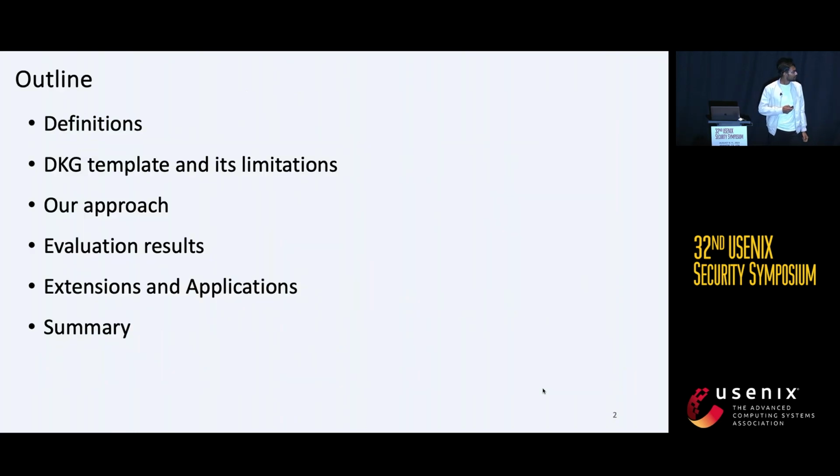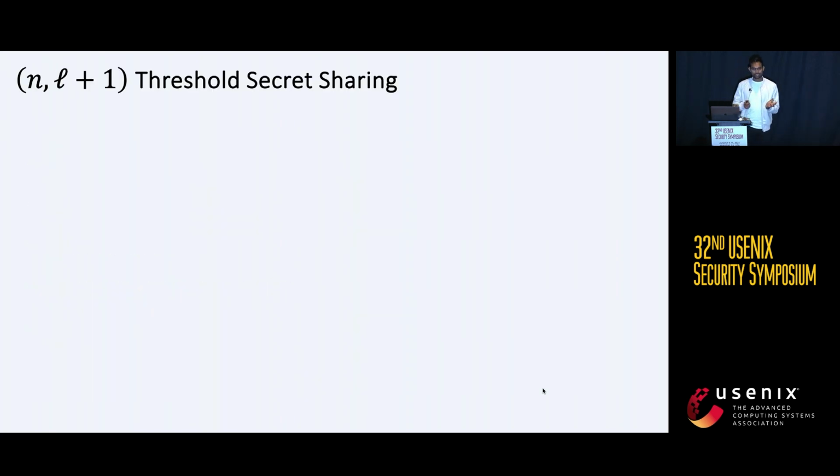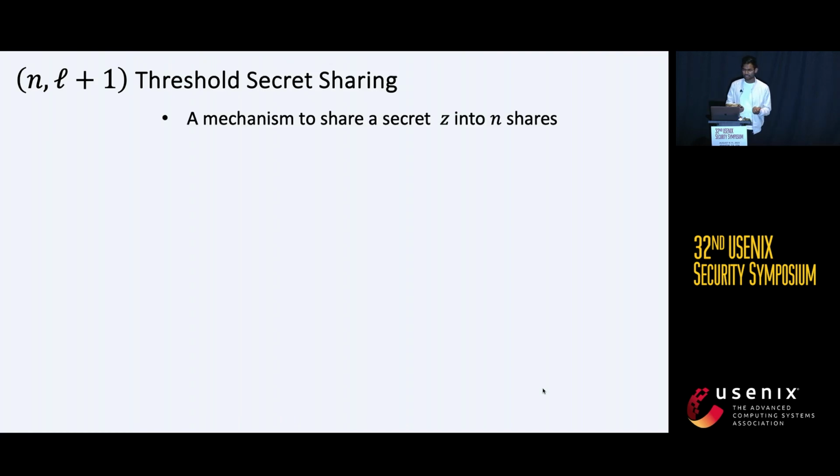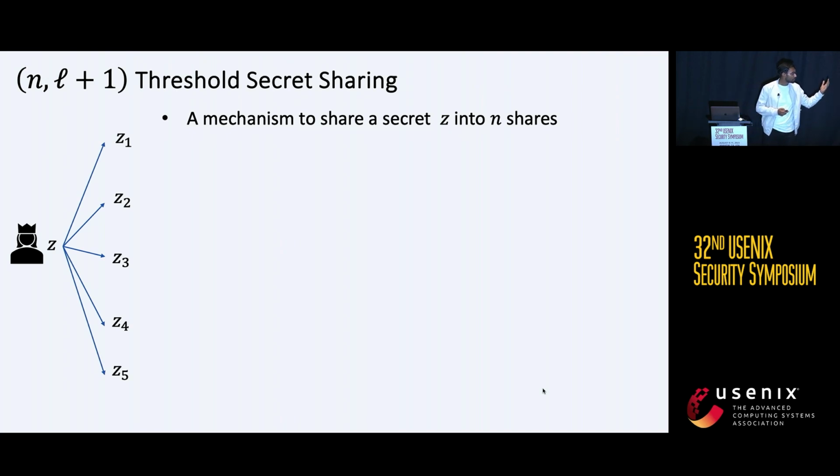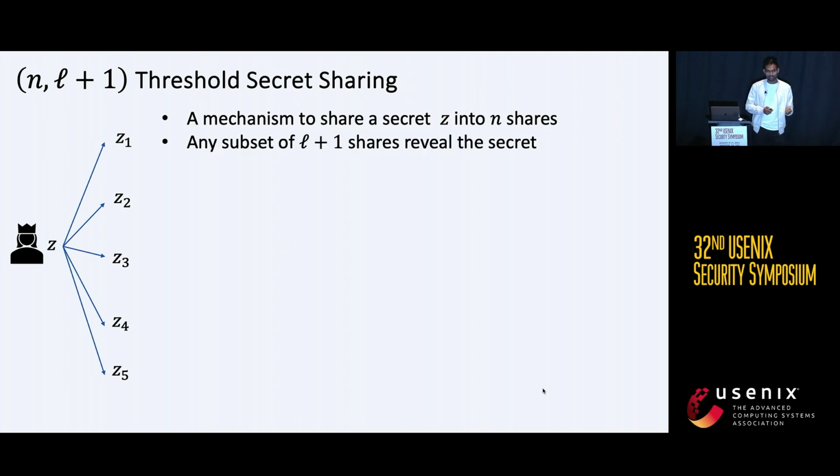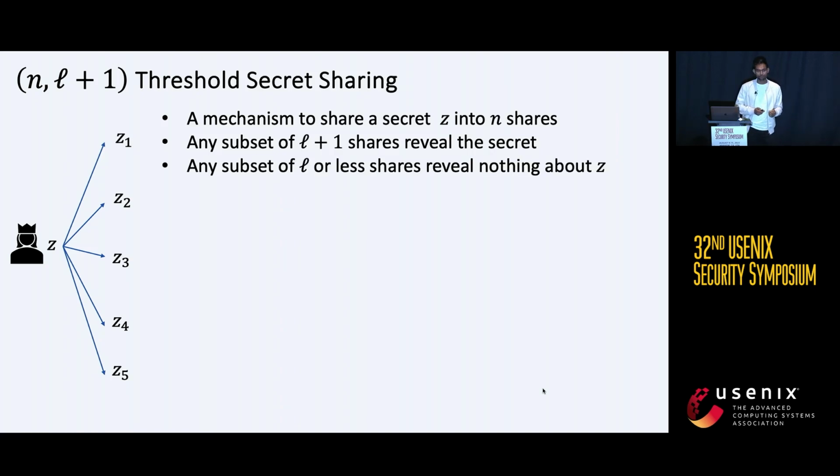So let's get started. This is the outline of my talk, and I'll start with definitions. Before I describe what distributed key generation is, let's look at this very classic primitive called threshold secret sharing, which is parameterized by n and l plus 1. This is a mechanism to share a secret into n shares. Let's say Alice has a secret z, and she wants to share the secret into multiple pieces. The property that we want is that any subset of l plus 1 or more shares should be able to recover the secret. But if you have any subset of l or fewer shares, you learn nothing about the secret. This is the classic property of threshold secret sharing.